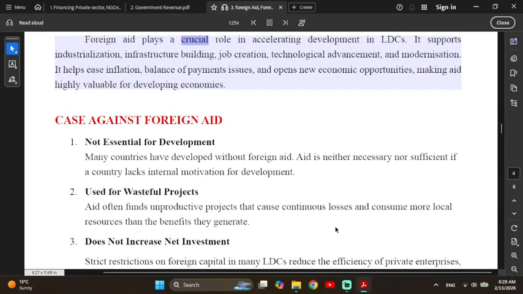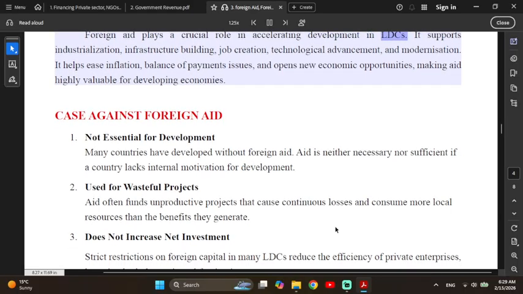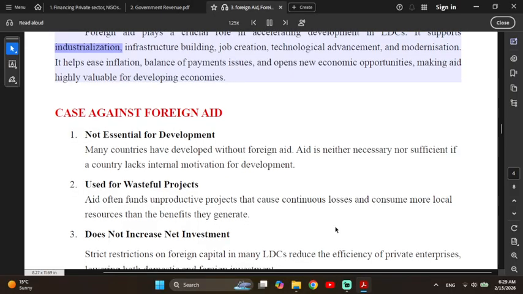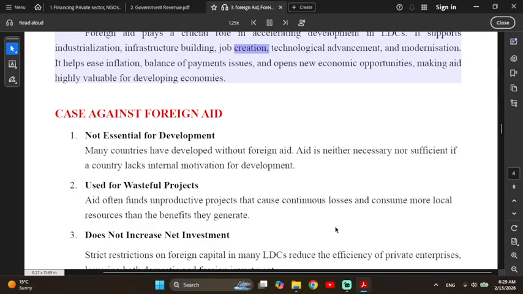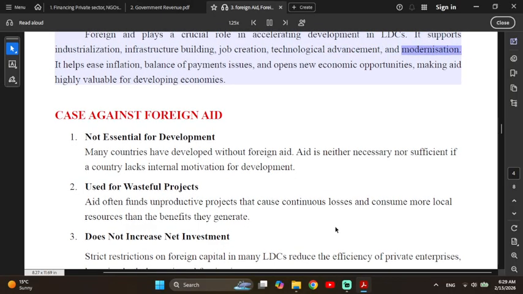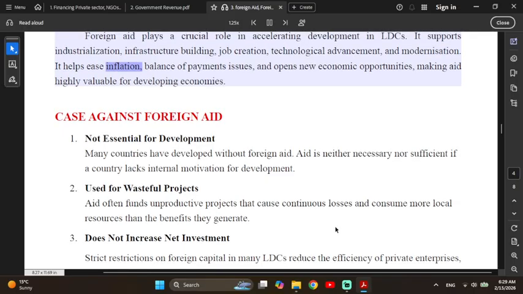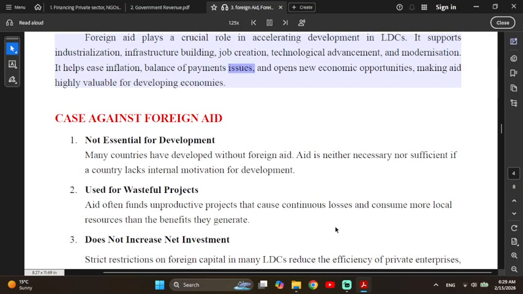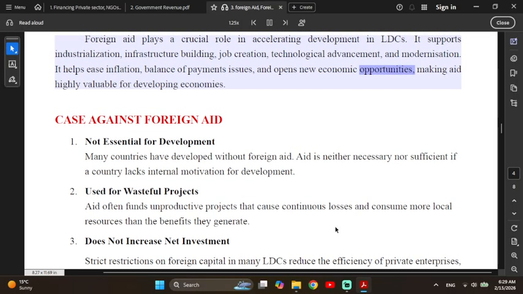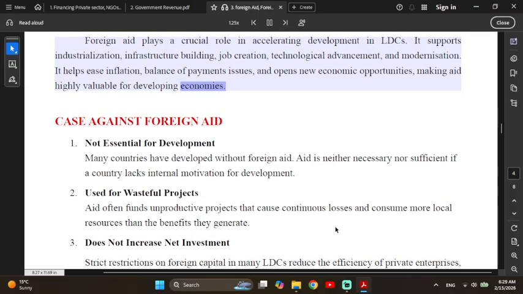Foreign aid plays a crucial role in accelerating development in LDCs. It supports industrialization, infrastructure building, job creation, technological advancement, and modernization. It helps ease inflation, balance of payments issues, and opens new economic opportunities, making aid highly valuable for developing economies.